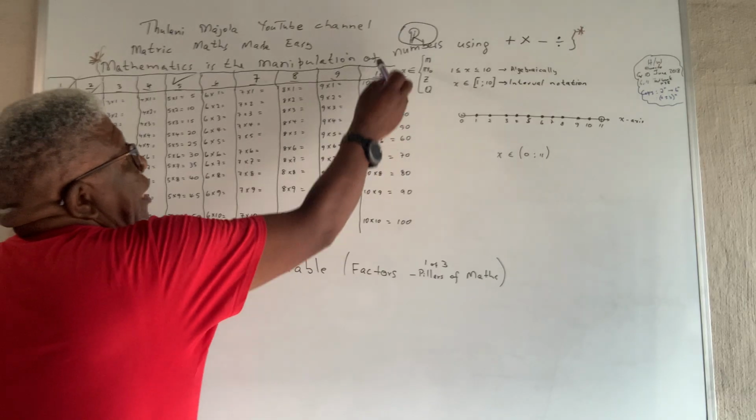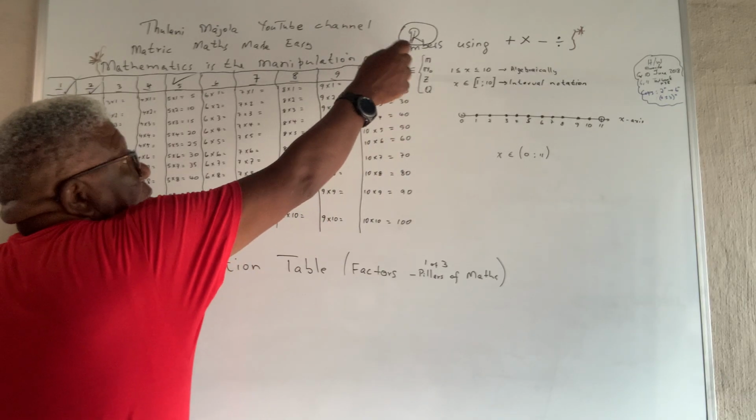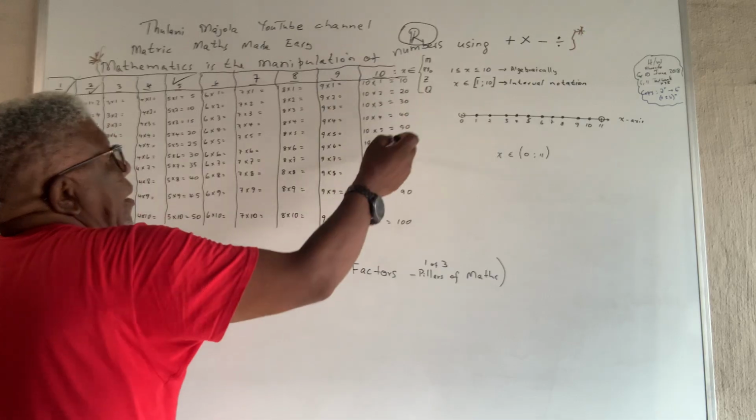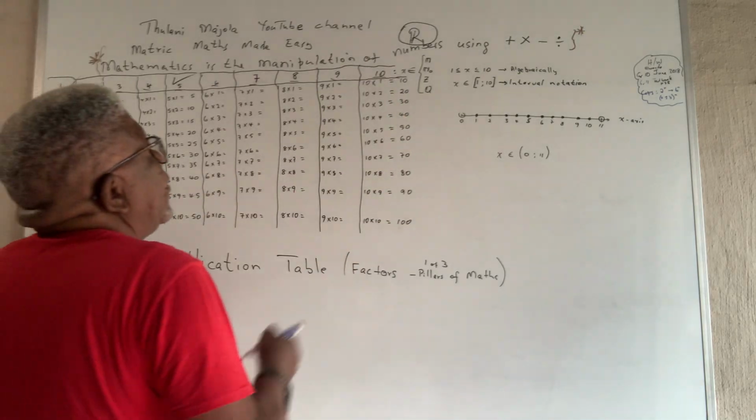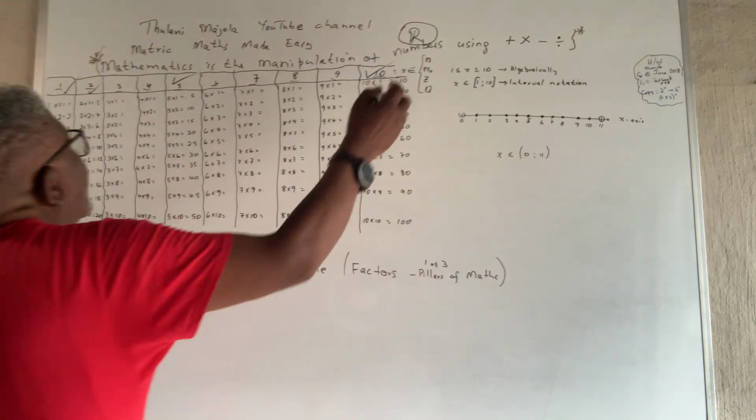All you do is just add a 0. Say 10 times 1, add a 0 to 1, so it becomes 10. You take 10 times 6, add a 0 to 6, 60. So the multiplication table of 10 is also easy and done.